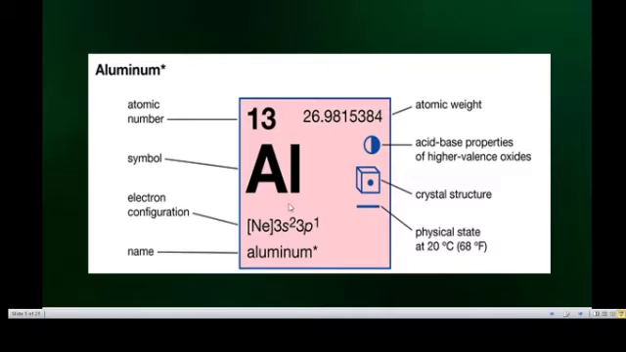The electronic configuration of aluminium. Symbol Al. Atomic number 13. Atomic weight 26.981. Electronic configuration: Ne, neon, 3s2 3p1. The name is aluminium.